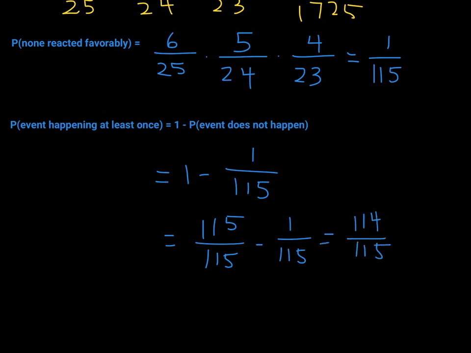This is very close to 1. So the probability of this happening is very, very high. Meaning, if you're choosing 3 patients at random, it is very likely that at least one of them reacted favorably to the medicine.